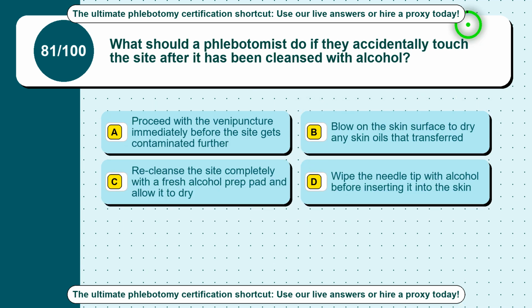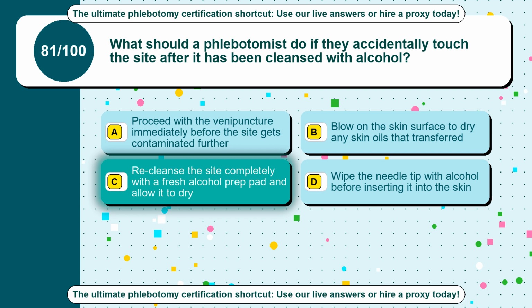Question 81. What should a phlebotomist do if they accidentally touch the site after it has been cleansed with alcohol? Option A. Proceed with the venipuncture immediately before the site gets contaminated further. Option B. Blow on the skin surface to dry any skin oils that transferred. Option C. Re-cleanse the site completely with a fresh alcohol prep pad and allow it to dry. Option D. Wipe the needle tip with alcohol before inserting it into the skin. The correct answer is option C.